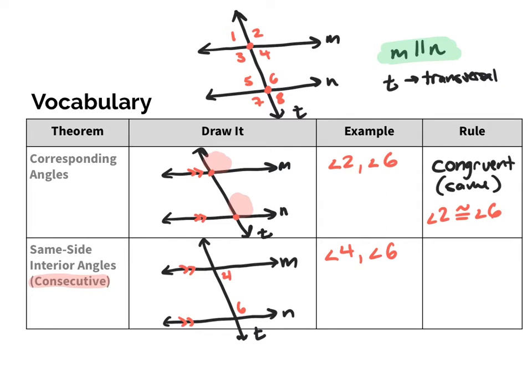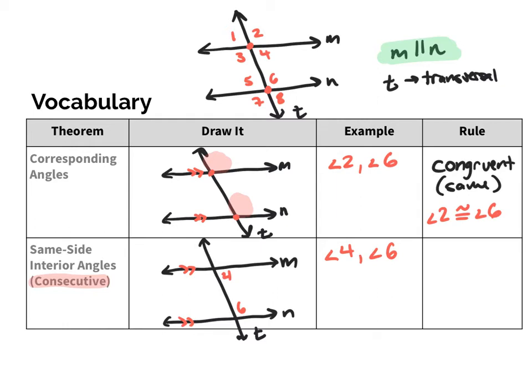Now, what makes them so special? What is their property? What's true about them? For same side interior angles or consecutive angles, they're not going to be congruent to each other, unlike corresponding angles. What makes same side or consecutive angles special is that they are going to add up to 180 degrees.